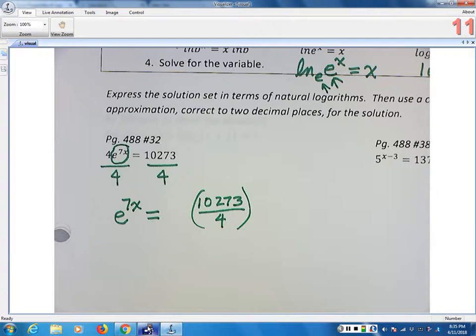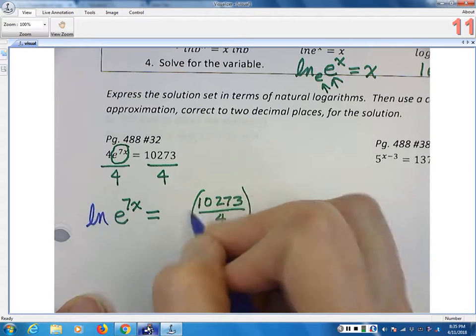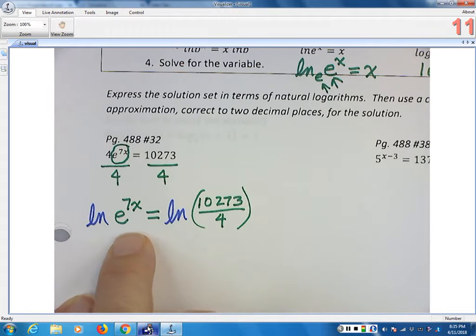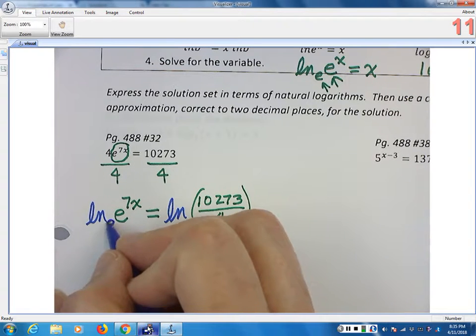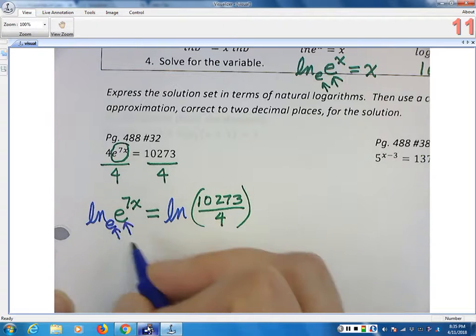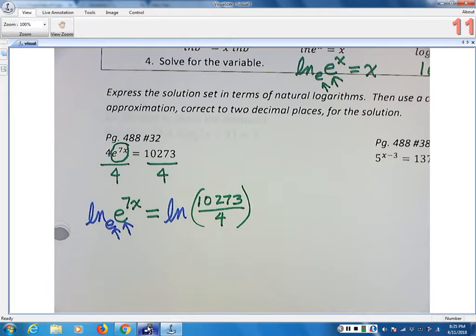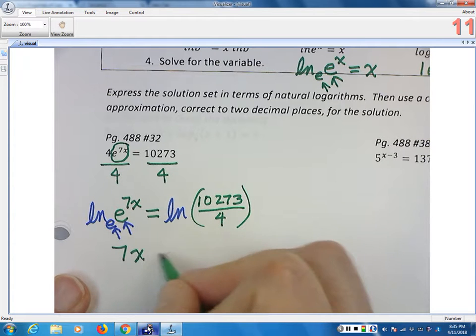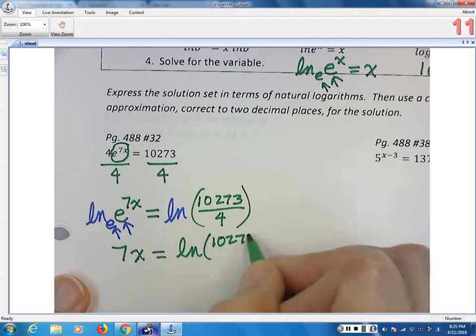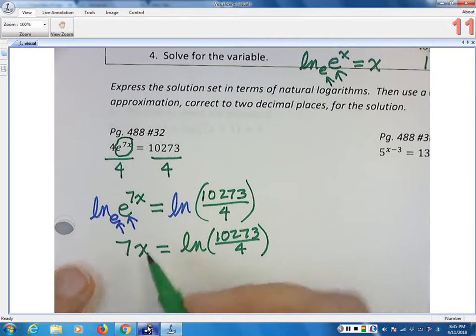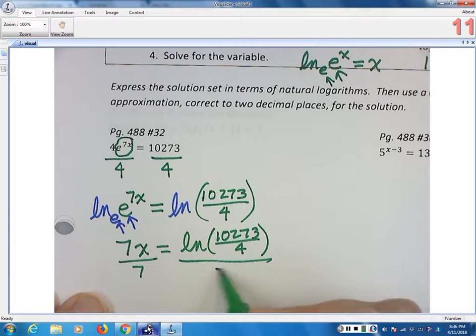Now, because this is base e, we're going to take the natural log of both sides. So we isolated the e to the 7x. That's the exponential. Then we take the natural log of both sides. What happens on the left here? The bases match, and you're left with 7x. So 7x equals this whole thing, which is just a constant. And then you're going to divide by 7 to solve for x.